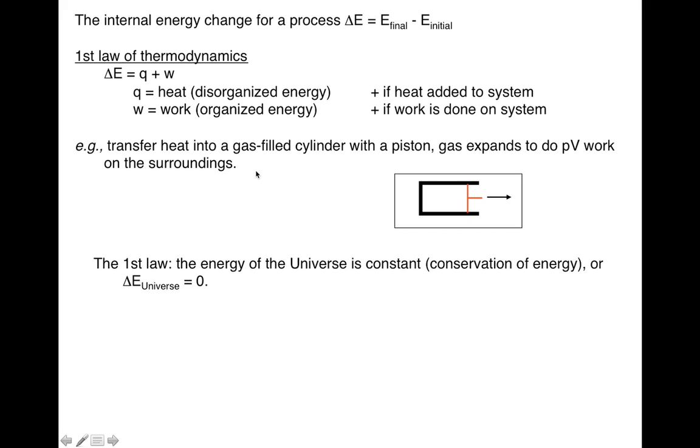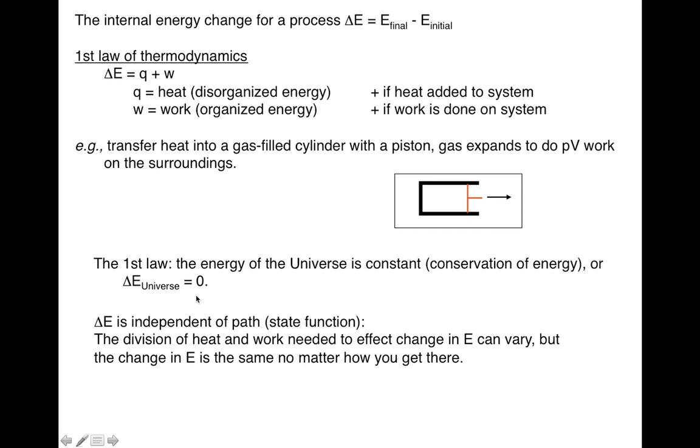So the first law of thermodynamics simply says energy is conserved. The energy of the universe is constant. So delta E of the universe, the system plus surroundings, is 0. So delta E is independent of path. This is called a state function. And what it really says is that the division of work and heat needed to make some change in the energy can vary, but the change in energy, delta E, is the same no matter how you got there.